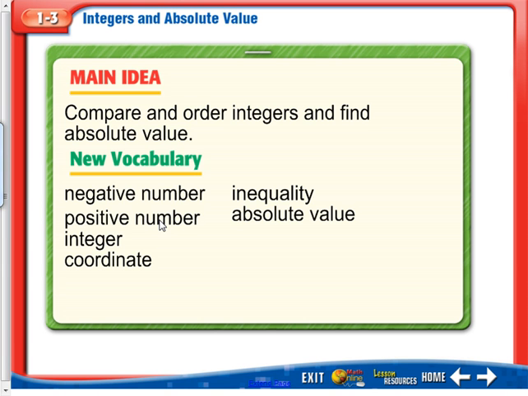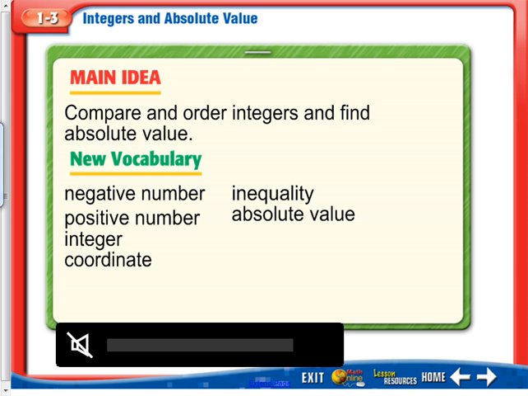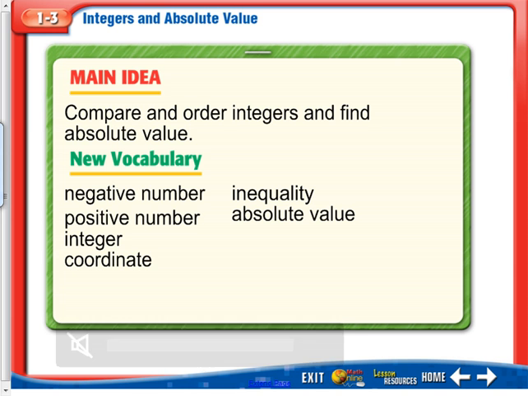In lesson 1-3, we'll be talking about integers and absolute value. We will compare and order integers and find their absolute value. Okay, so we're going to be looking at a lot of number lines today. So a negative number obviously is to the left of 0 on a number line.